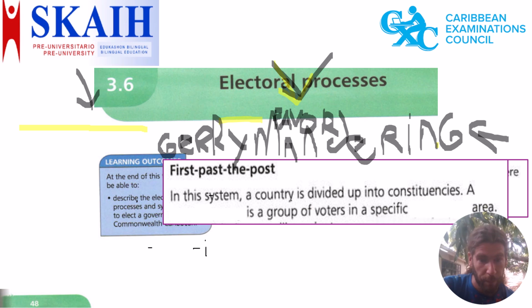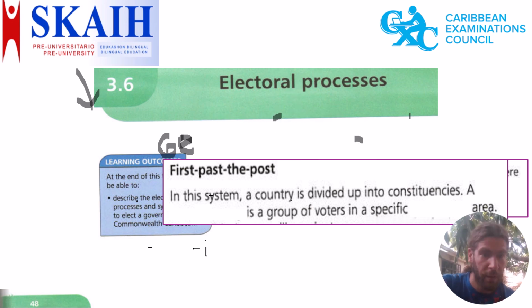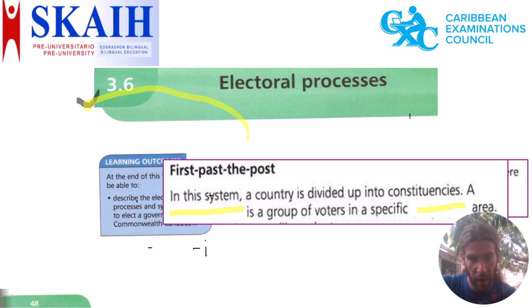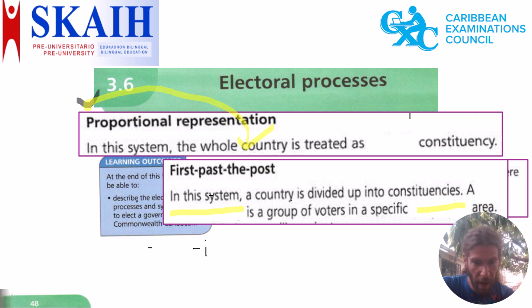Let's continue. We've talked about the first past the post system, and in this system a country is divided up into constituencies, and a constituency is a group of voters in a specific geographical area. We also have the system of proportional representation.